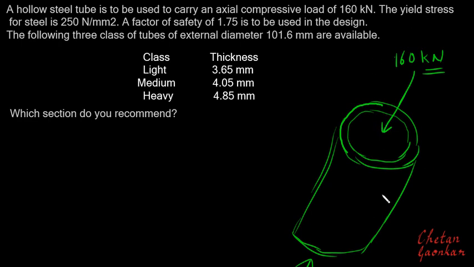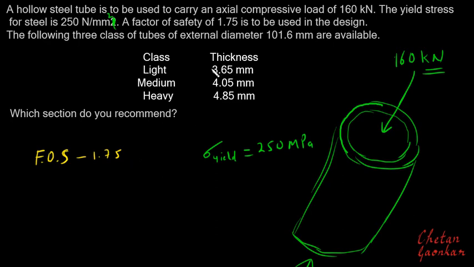The yield stress of this material is 250 Newton per mm square. So the yield stress, sigma yield, is given as 250 megapascals or 250 Newton per mm square. And then he is asking us to consider a factor of safety, FOS, of 1.75 in the design. We have to consider a factor of safety of 1.75 in the design.